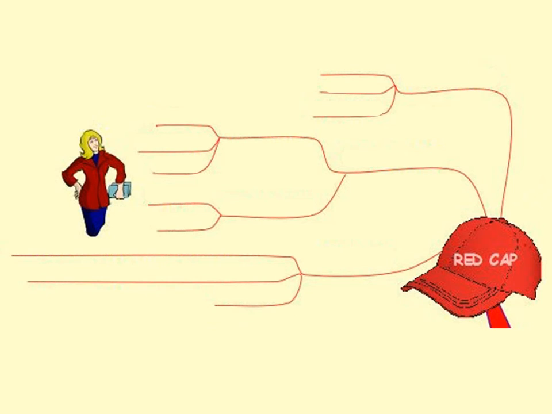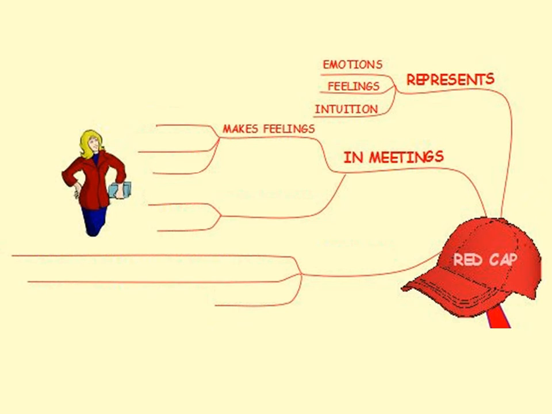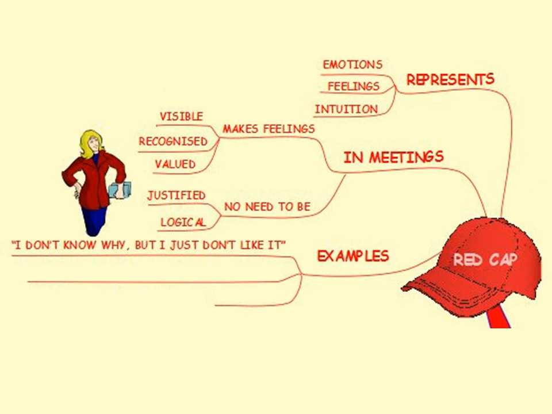Finally, we have the red cap, and this represents emotions, feelings, and intuition. In meetings, people will be asked to put on a red cap to help make feelings visible, and so they can be recognized, and they should be valued as well. And there's no need to be justified or logical when expressing anyone's red cap feelings. So some examples will be, I don't know why, but I just don't like it. This approach is making me suspicious. Or, I love it.